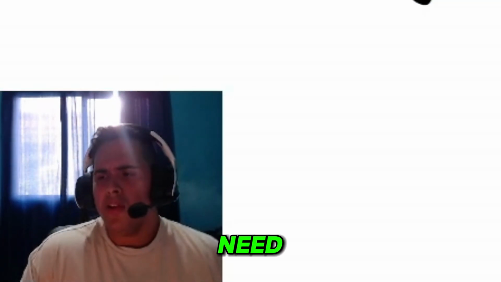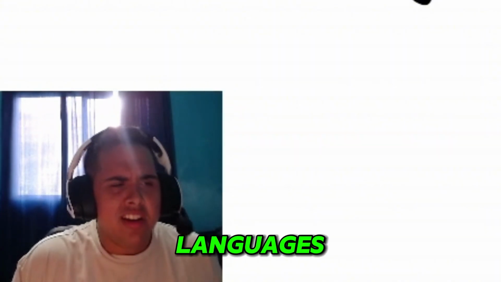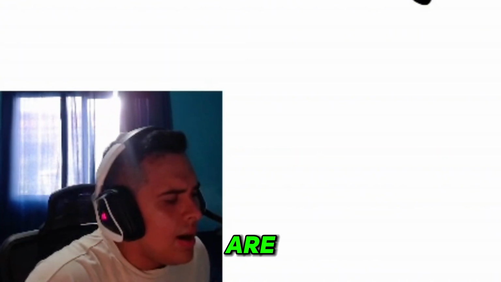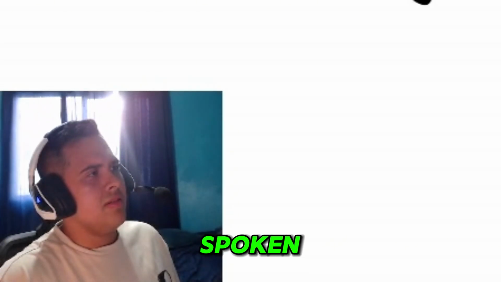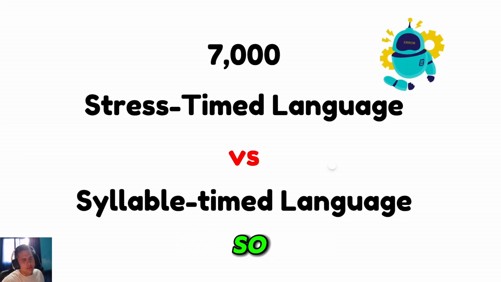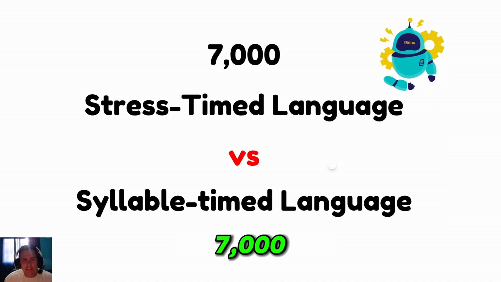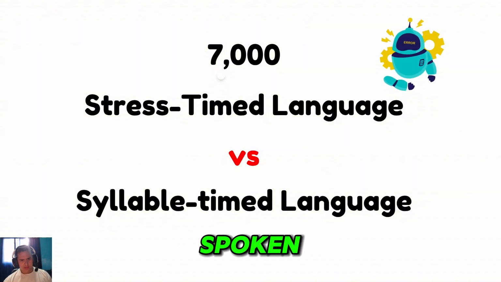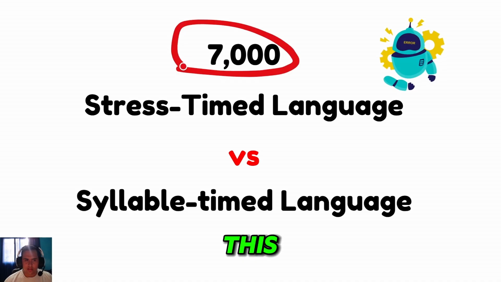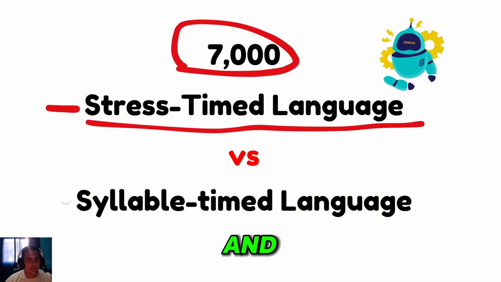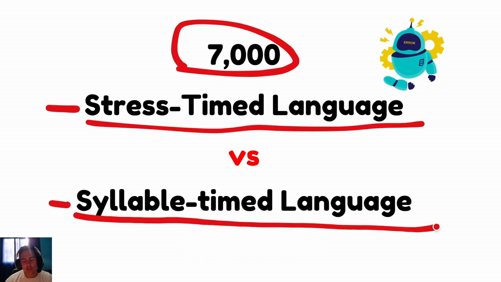So, first of all, we need to understand how many languages are being spoken currently. You're not gonna believe me, but currently there are more than 7,000 languages that are currently being spoken. But what happened with this? This is divided in two. We have stress time languages and syllable time languages.